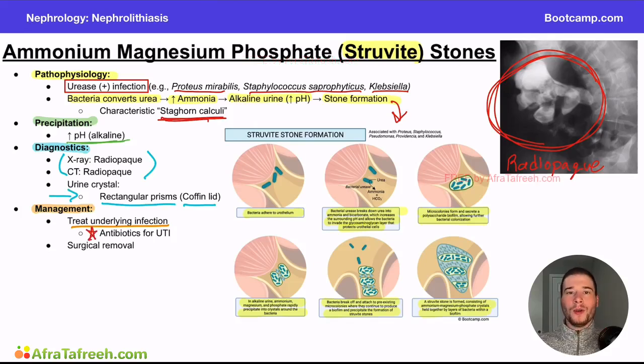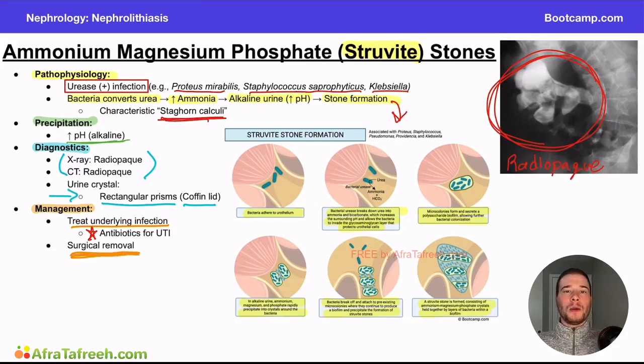It's also important to note that these stones can be massive. Remember this picture over here. This is a huge calculi in the renal system. And so this is not a stone that is feasible to be passed. We're not going to pass this stone. It's so big that it likely would need surgical intervention or surgical removal.